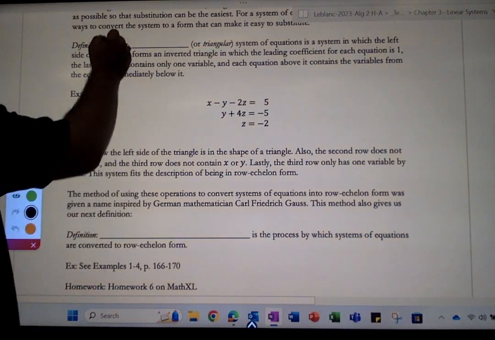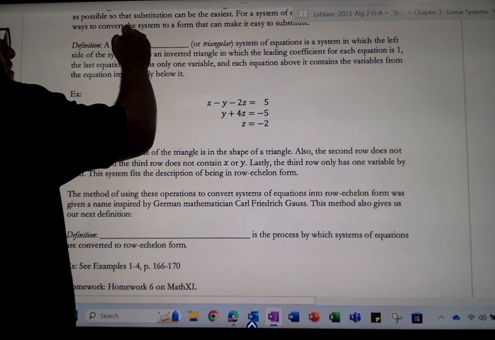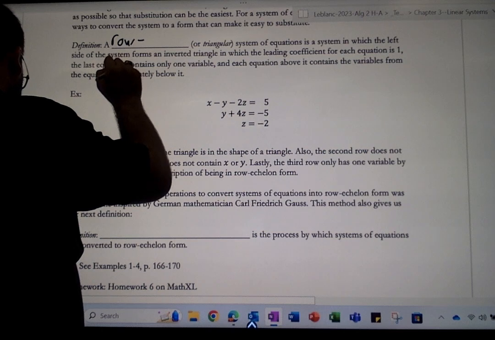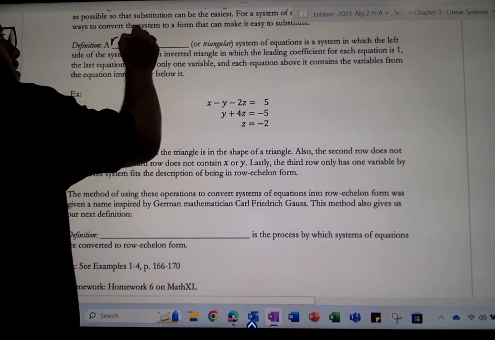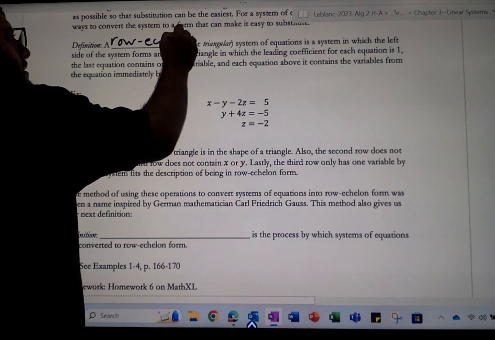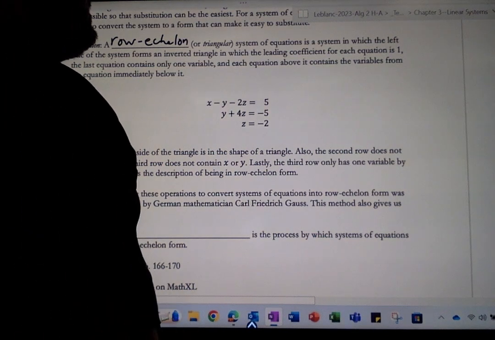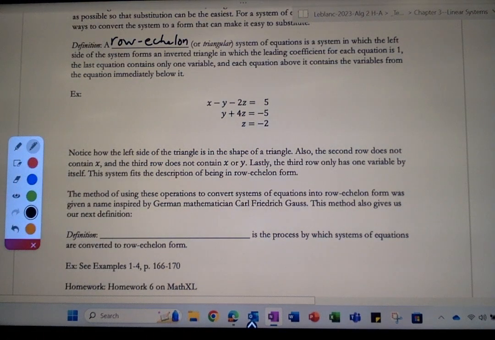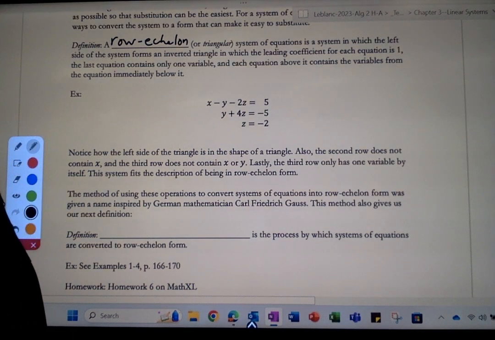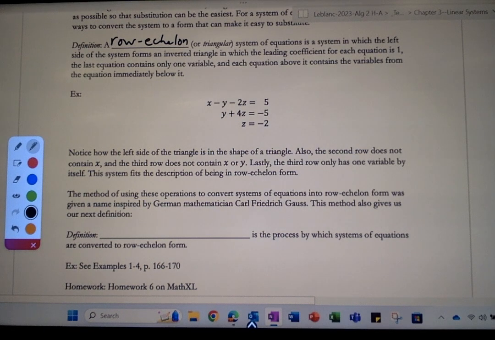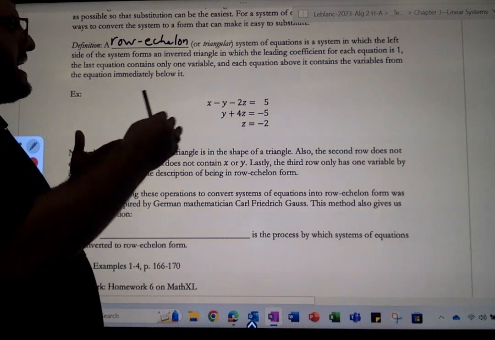Row echelon, E-C-H-E-L-O-N. A row echelon or triangular system of equations is a system in which the left side of the system forms an inverted triangle in which the leading coefficient for each equation is 1. The last equation contains only one variable, and each equation above it contains the variables from the equation immediately below it. So here's an example of a triangular system.